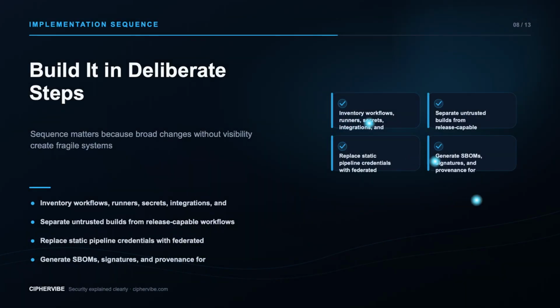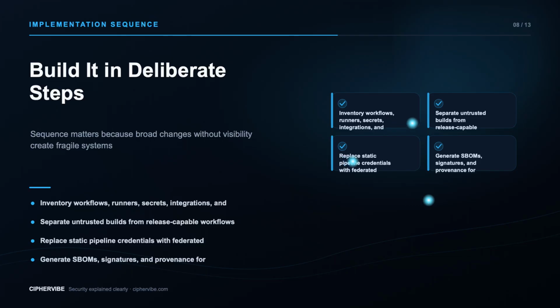Implement this layer in a sequence that preserves evidence and limits blast radius. First, inventory workflows, runners, secrets, integrations, and deployment targets. Second, separate untrusted builds from release-capable workflows. Third, replace static pipeline credentials with federated identity. Fourth, generate SBOMs, signatures, and provenance for releases. Fifth, enforce protected environments and post-deploy verification.